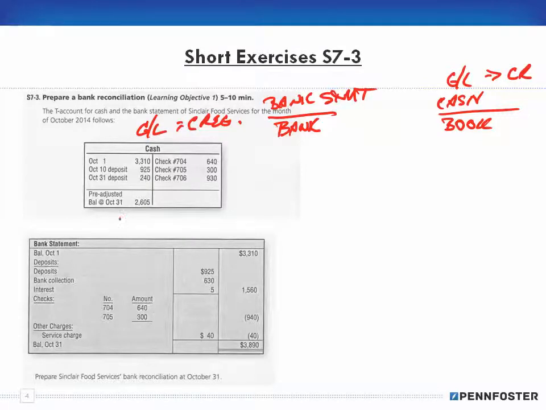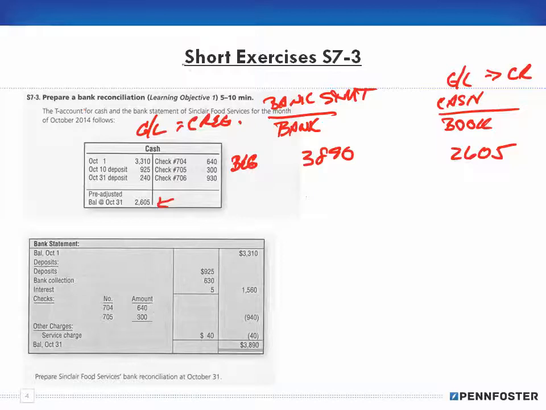We have to start out with our beginning balances. On our bank statement, that's $3,890, and on our check register, we have this pre-adjusted book value of $2,605. Now, it's easier to do one and then the other. Don't do both at the same exact time. So let's start with the bank side here.